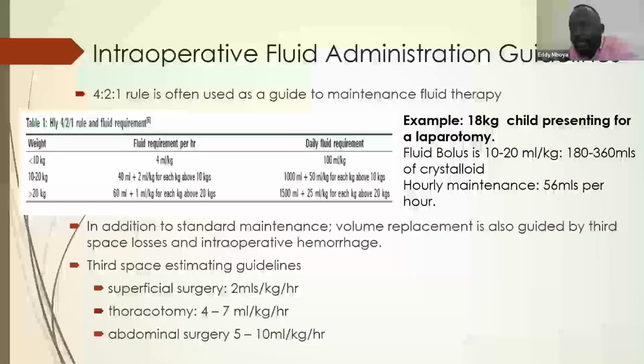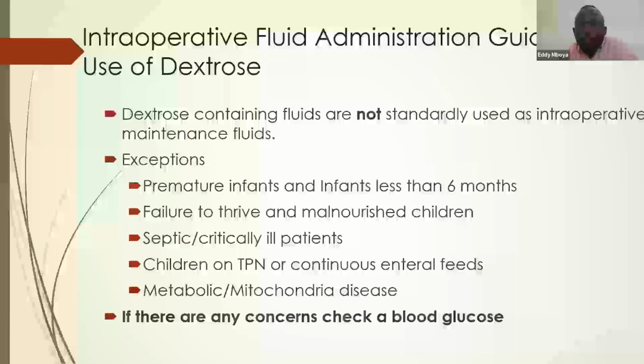Other issues like hemodynamics matter, because you might be sticking to 56 mils per hour, but this child is quite tachycardic and the blood pressure is on the lower side. That tells you that the 56 mils per hour may not actually be adequate. You may need to resuscitate the child more. So I think those are some of the things that you need to look at.